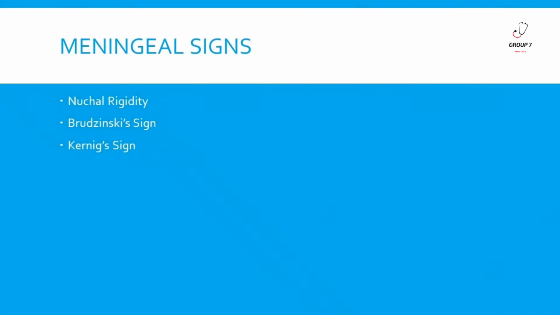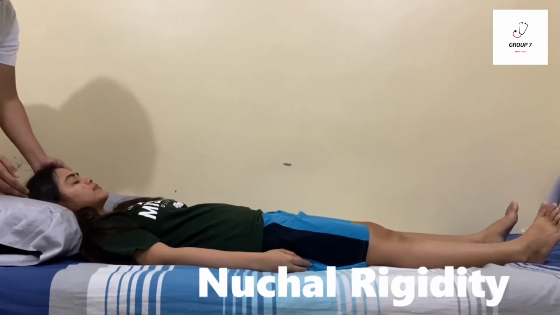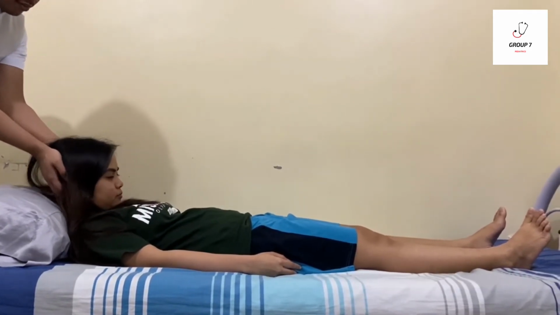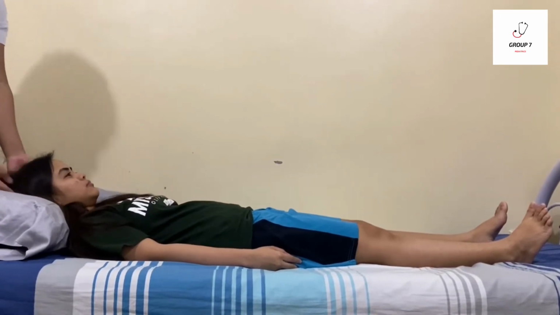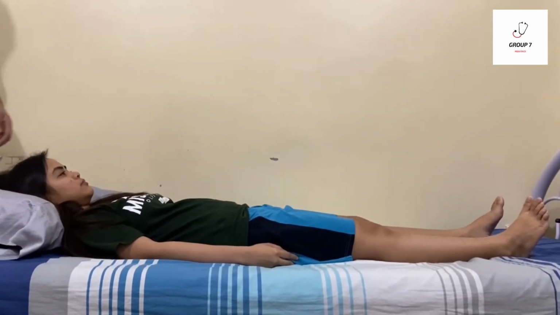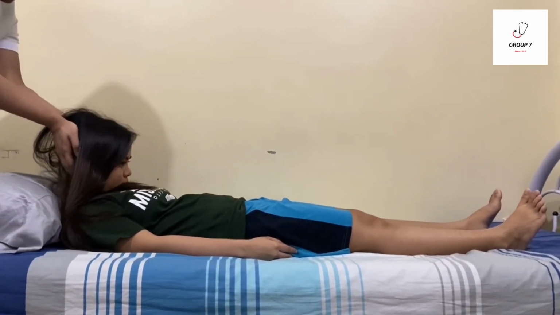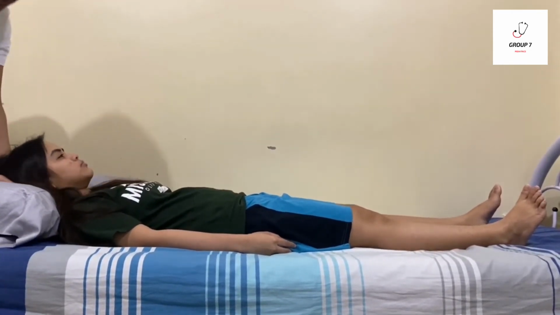Lastly, meningeal signs. These signs signify meningeal irritation. Here, we test for nuchal rigidity, Brudzinski, and Koenig sign. To check for nuchal rigidity, first make sure there is no injury or fracture to the cervical vertebrae or the cervical cord. Then, with the patient supine, place your hands behind the patient's head and flex the neck forward, if possible until the chin touches the chest. Normally, the neck is supple and the patient can easily bend the head and neck forward.